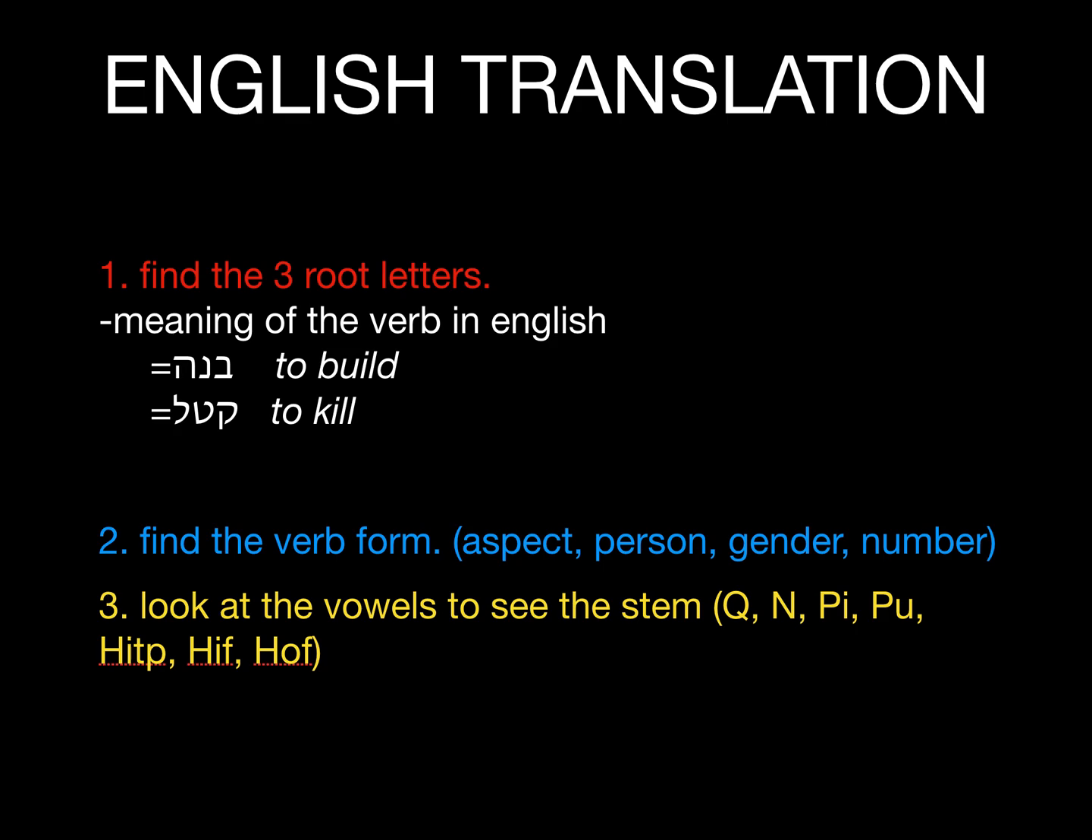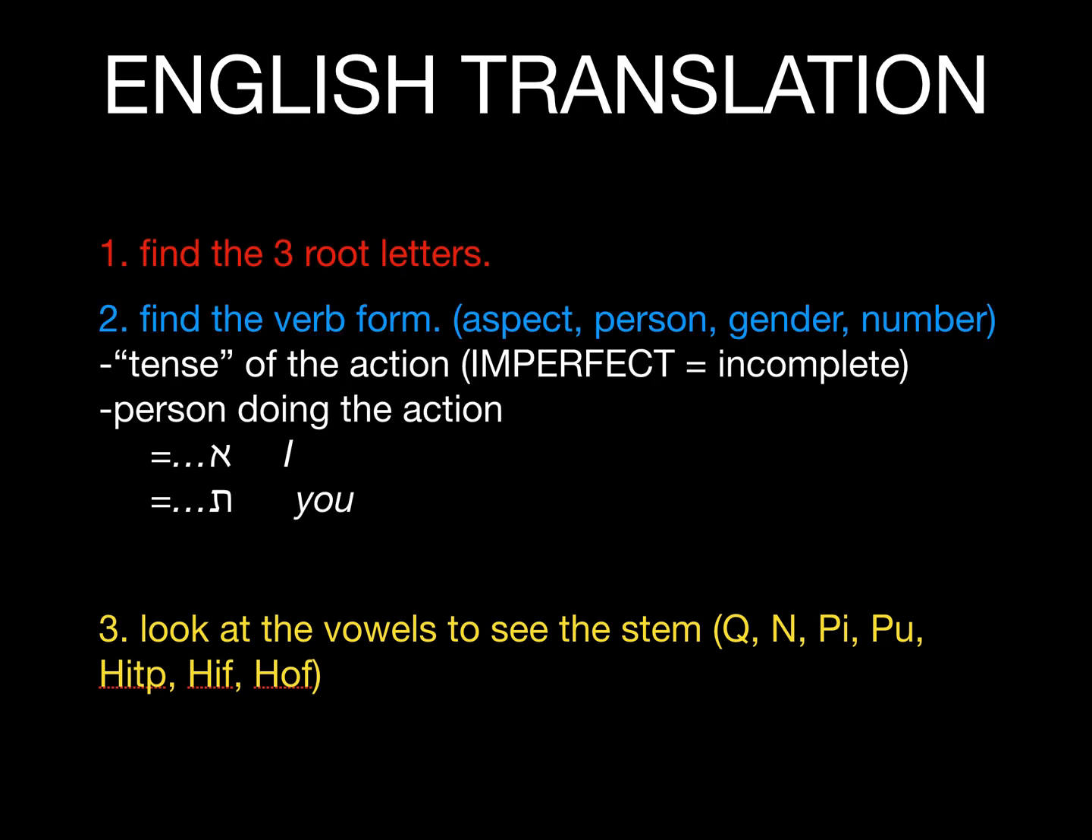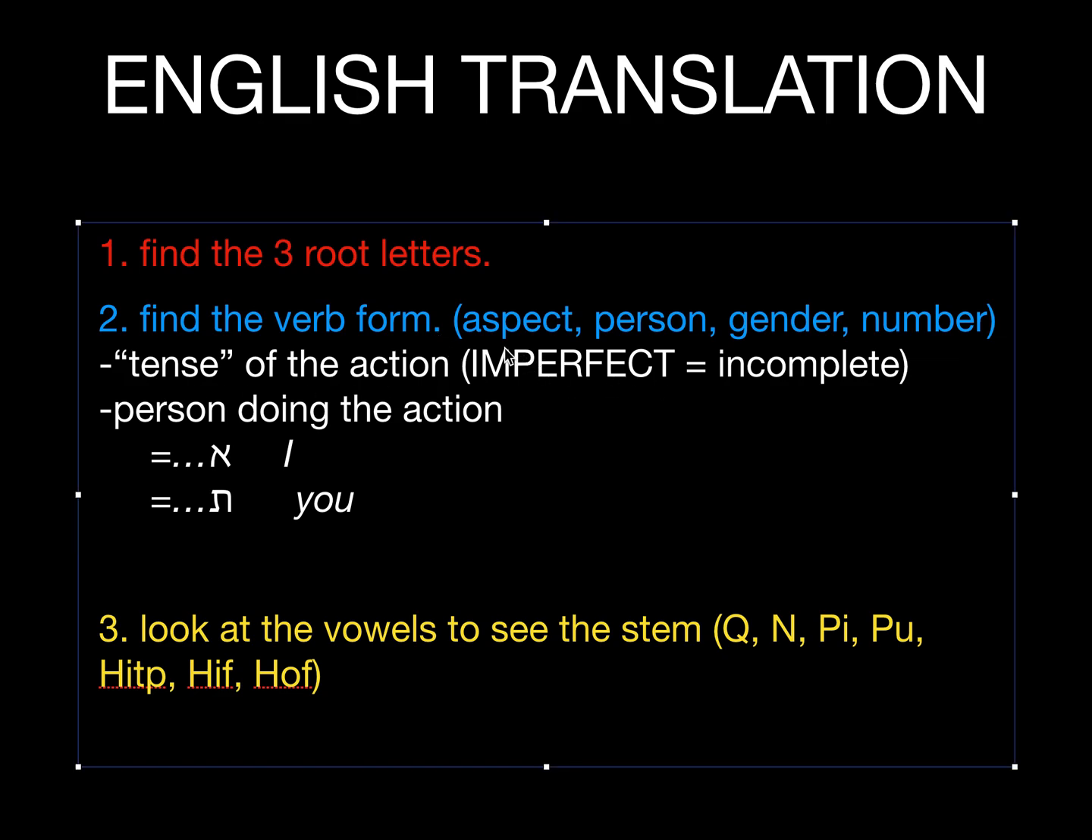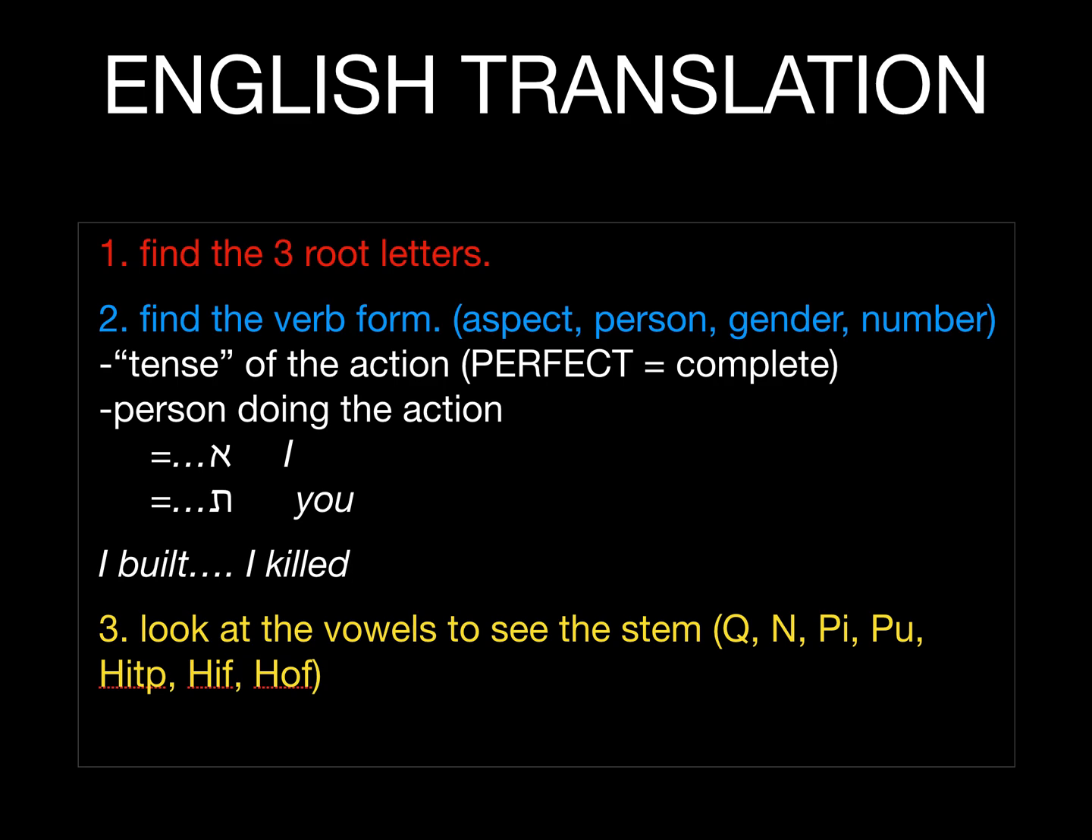So how do you translate verbs once you parse them into English? So start with the meaning of the 3 root letters. For example, bana would be to build, katal would be to kill. Next step, you find the verb form. So we already saw that it was perfect, so it's a completed action. And you have the person I or you. So putting those together, with the verb bana, would be I built something. With the verb kill would be I killed someone or something.